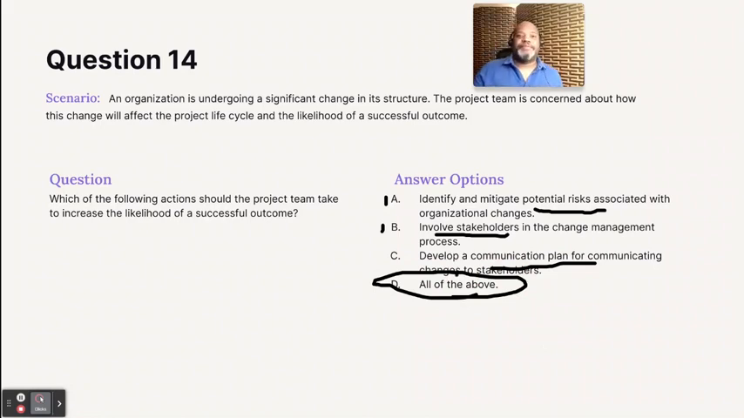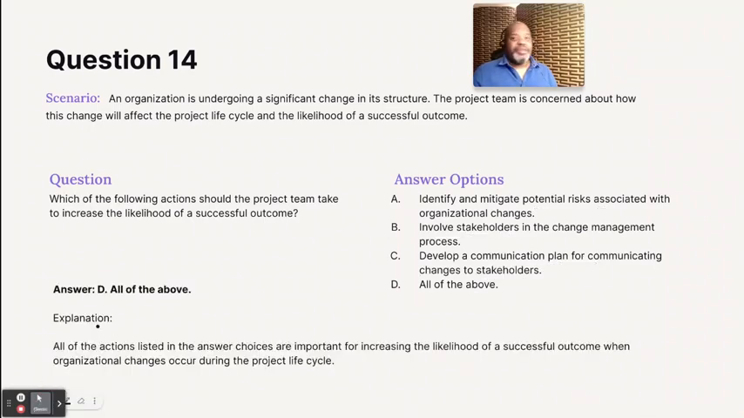What did you guys do? What are you guys thinking? Are you thinking all of the above as well? Let's go with all of the above. You were right. Congratulations. You know what we need?